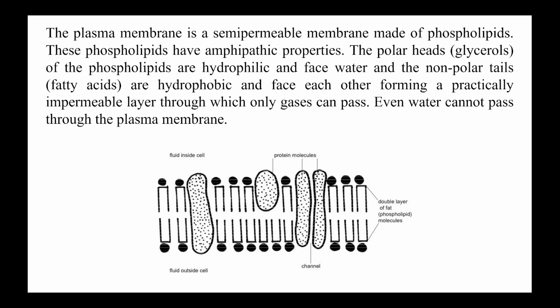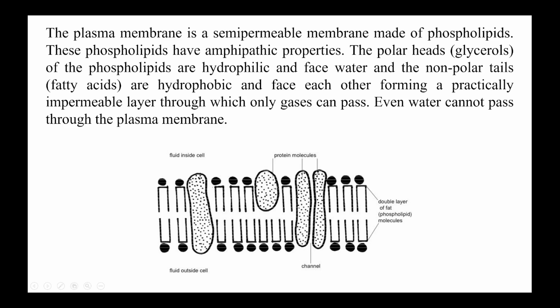These phospholipids have amphipathic properties. The polar head groups, that are glycerols of the phospholipids, are hydrophilic and face the water, and the non-polar tails, that are the fatty acid tails, are hydrophobic and face each other, forming a practically impermeable layer through which only gases can pass. Even water cannot pass through this plasma membrane.